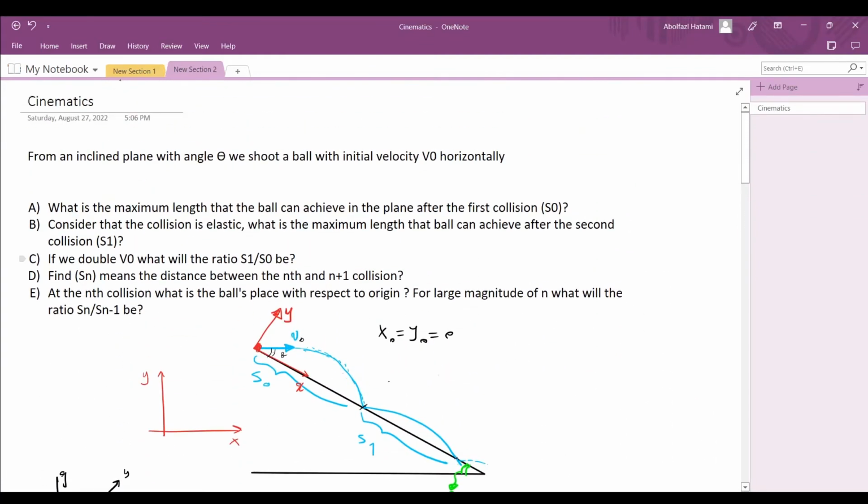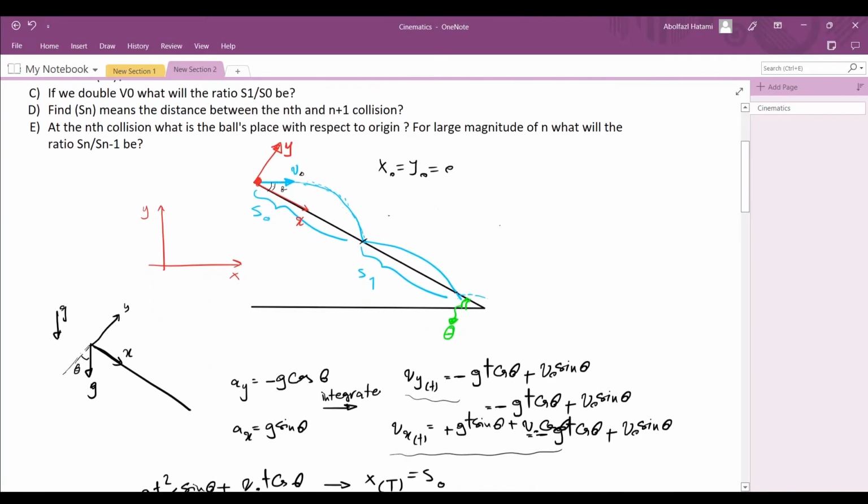Part D says to find Sn, meaning the distance between the nth and n plus 1th collision. Again, for doing this, we should obtain the v of x and v of y after the nth collision. If you paid attention, you understood that to find S1, we found the v of x after the first collision and v of y after the first collision. So if you want to find Sn, you should understand the v of x after the nth collision and v of y after the nth collision. But how should we do this?